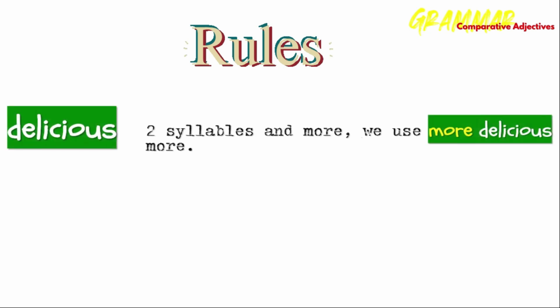If the adjective has two syllables or more, we use more, like more delicious, delicious, 3 syllables. So we say in the comparative adjective form, more delicious.